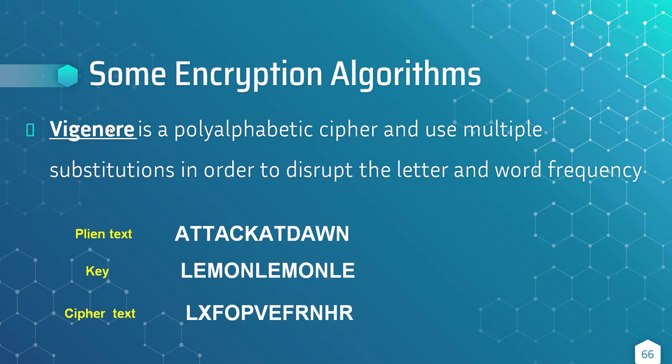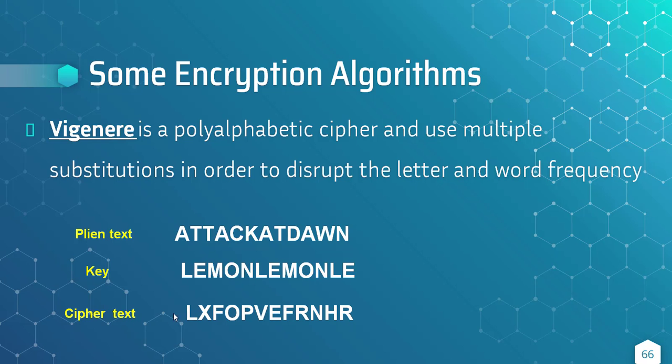So let's see the last algorithm in this video. We have Vigenere. It is a polyalphabetic cipher and uses multiple substitutions in order to disrupt the letter and word frequency. The plain text is attack at dawn. The person sending the message chooses a keyword and repeats it until it matches the length of the plain text. The keyword, in our case, is lemon. So I repeat this word until it matches the length of the plain text.